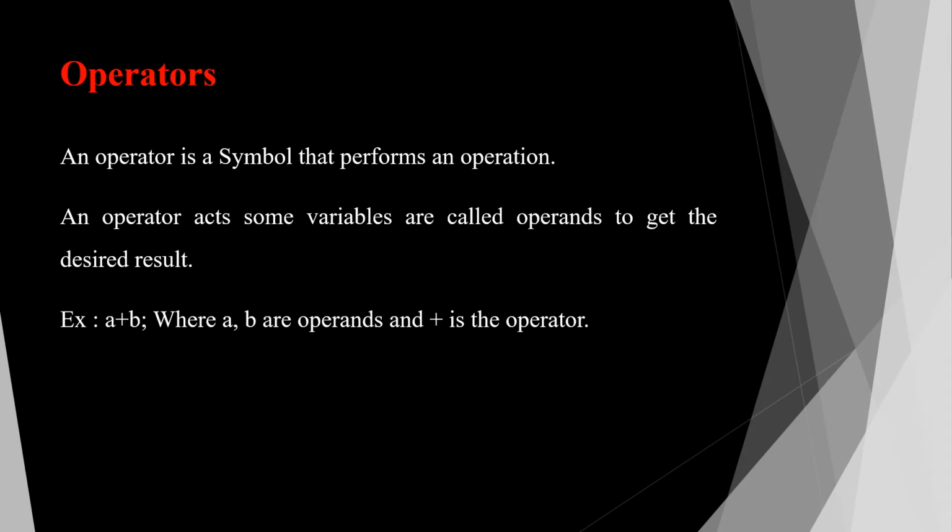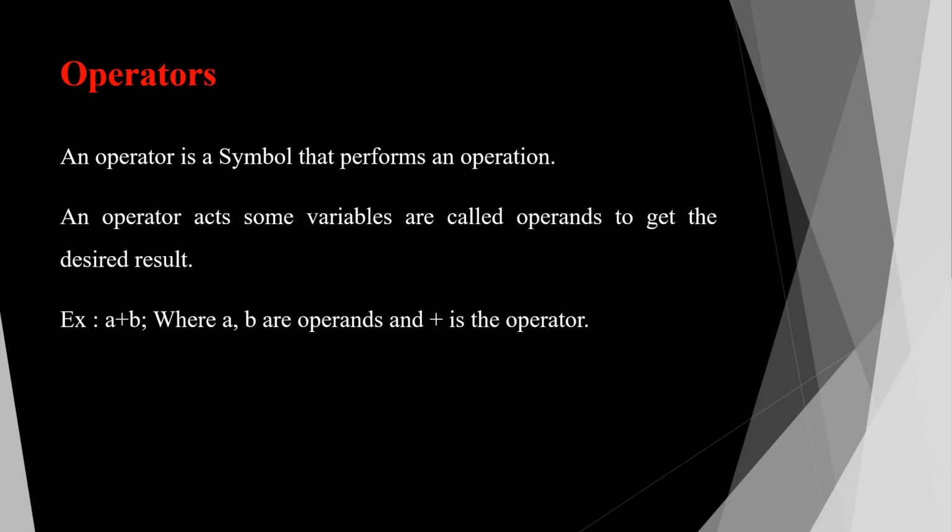First, let me explain what an operator is. An operator is a symbol that performs an operation. In other words, an operator is a symbol that operates on a specific operation. Here, the operator acts on some variables, called operands, to get the desired result.